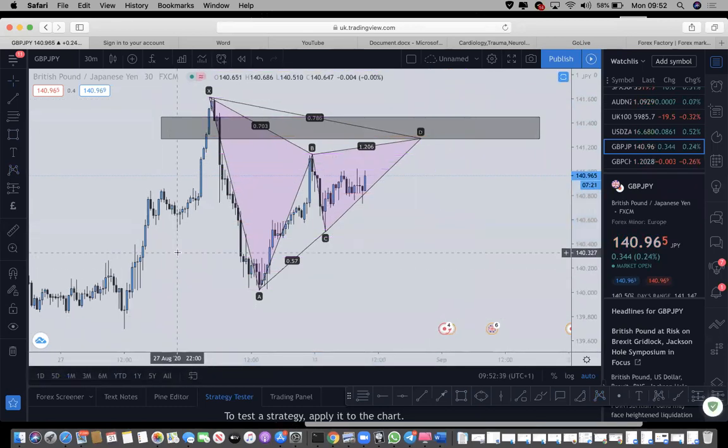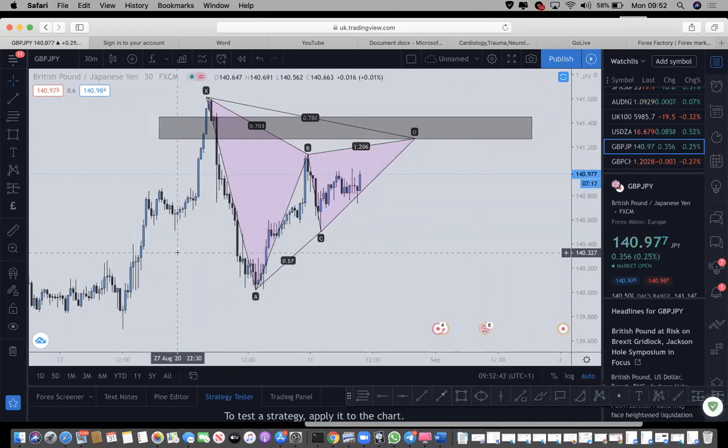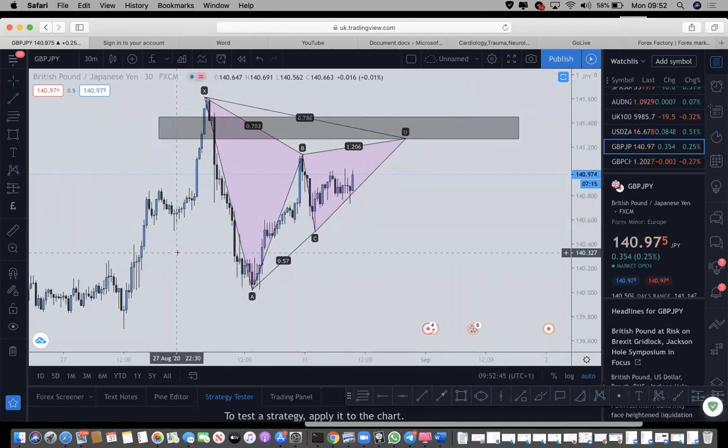We could be seeing a Gartley pattern right here on G. My BOS would have been for a sell.